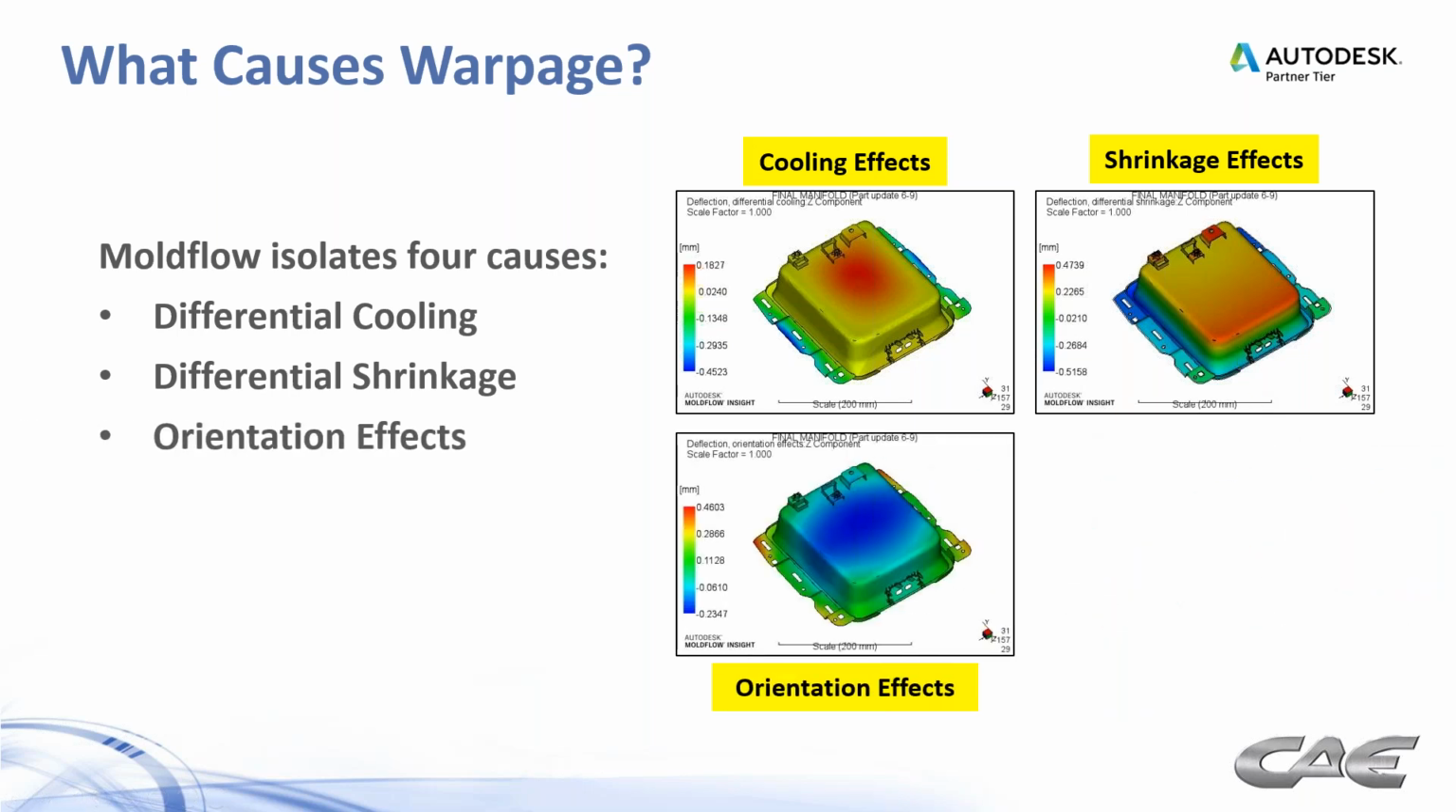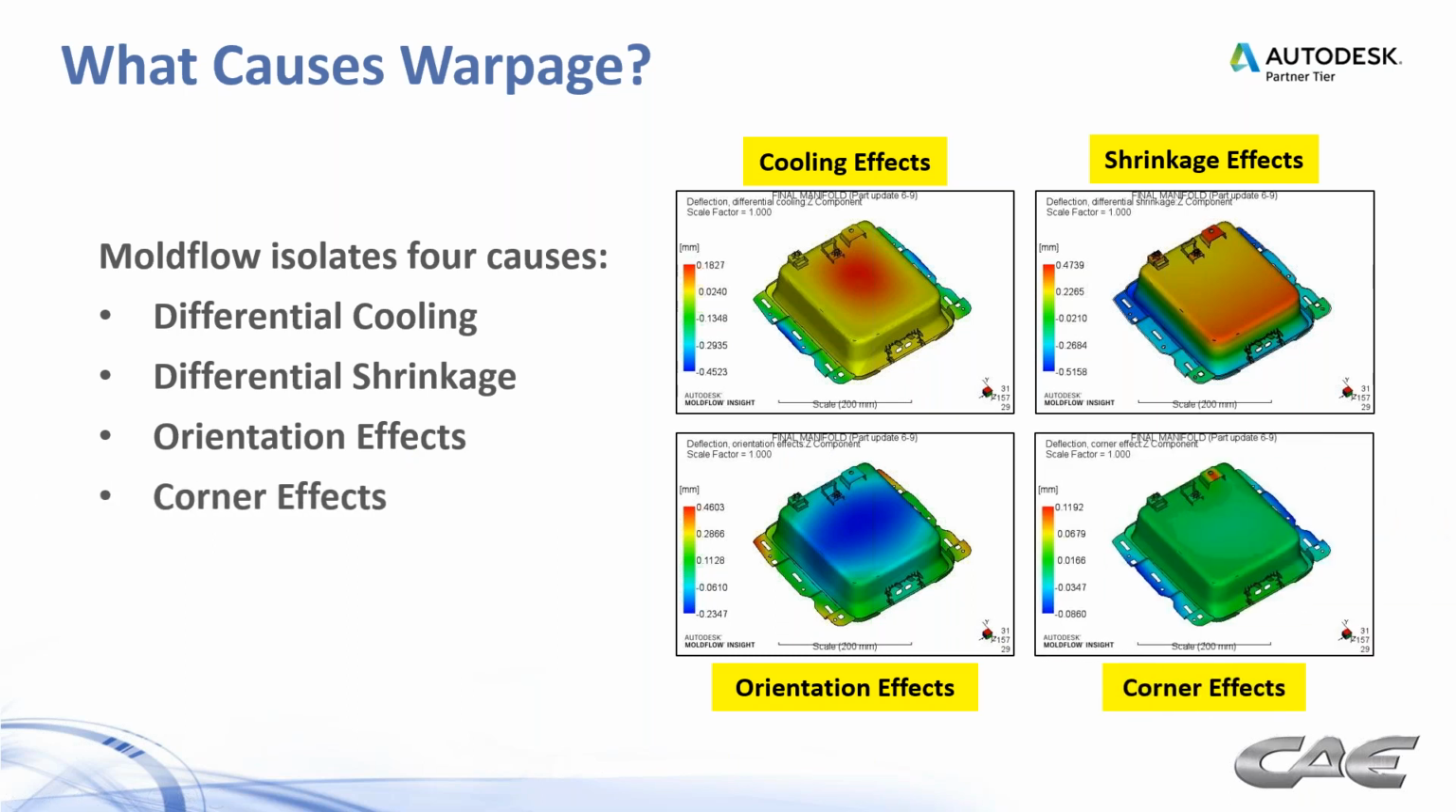We have orientation effects, and we'll talk a little bit more about that later, but essentially the material direction that is set up by the filling pattern, particularly for glass fiber filled materials, sets up variations in shrinkage that can play out in the form of warpage. Okay, so it's not just fiber filled materials that exhibit orientation effects, although those are more likely to exhibit orientation effects, but even materials without fiber can exhibit these effects.